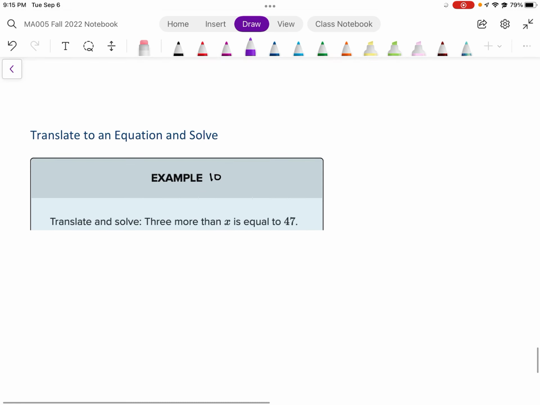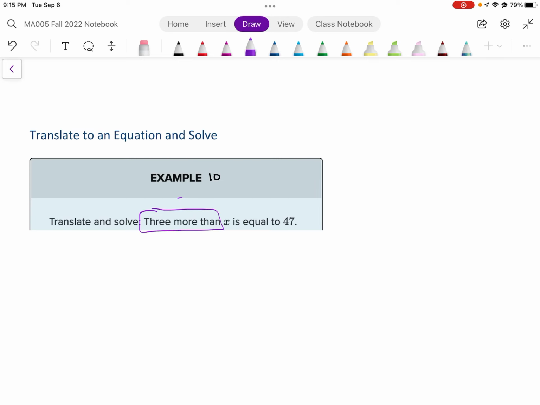All right, translate to an equation and solve. Okay. 3 more than x. What is 3 more than? 3 more than means 3 plus x. So 3 plus x is equal to 47. So let's write this neater. 3 more than x is equal to 47. These take practice. That's what Lumen is for, so you can try them over and over until you get it.